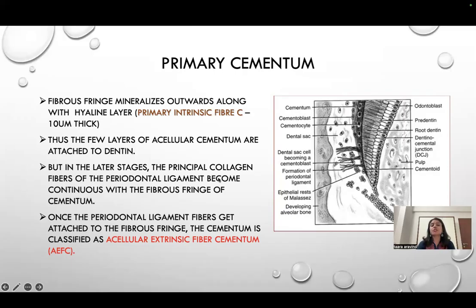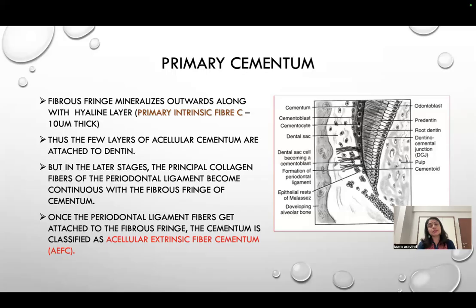But in the later stages, the principal collagen fibers of the periodontal ligament become continuous with the fibrous fringe of cementum. And once the periodontal ligament fibers get attached to the fibrous fringe, this cementum is classified as acellular extrinsic fiber cementum. I have already mentioned that as the radicular dentin is formed, some cells of the dental follicle differentiate to form cementoblasts as well as fibroblasts. The cementoblast secretes collagen fibers, and the fibroblast also secretes collagen fibers.